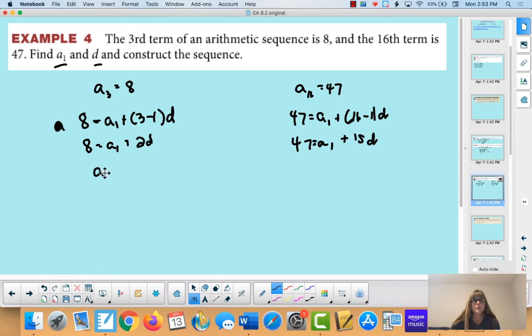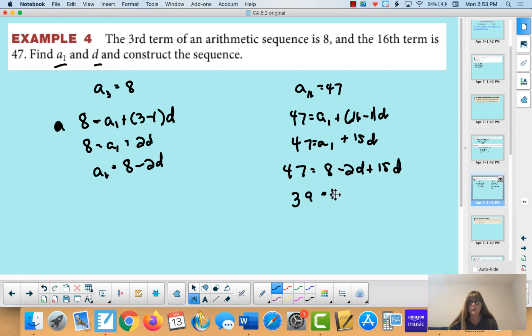So if I solve this for a sub 1, I get 8 minus 2d. If I plug that in for a sub 1 over here, and then I combine my terms. So if I subtract 8, I get 39. Negative 2d and 15d gives me 13d. So my common difference is 3.